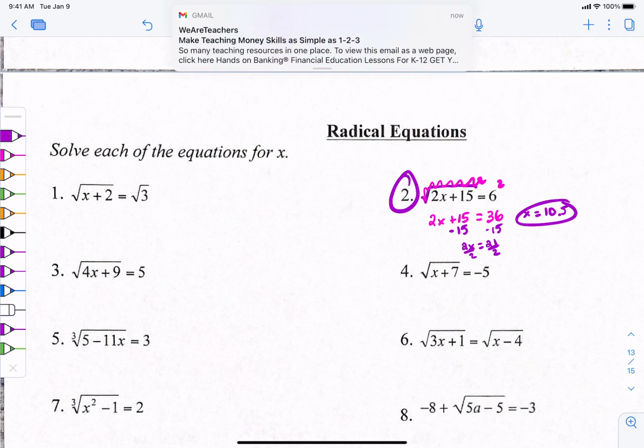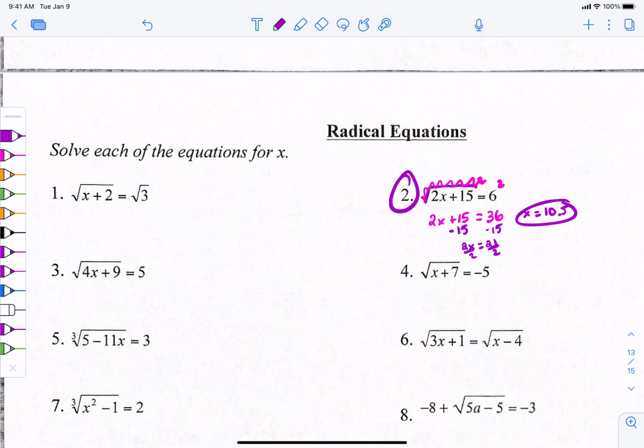Negative 2? Negative 9. Minus 9. Negative 9. Yeah, I got that too now that you said that. Crazy. Okay.